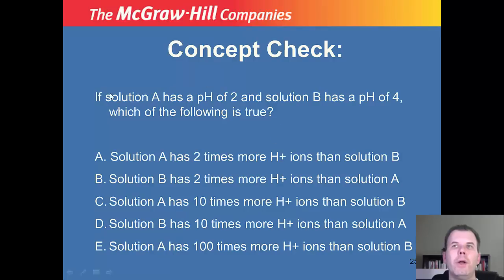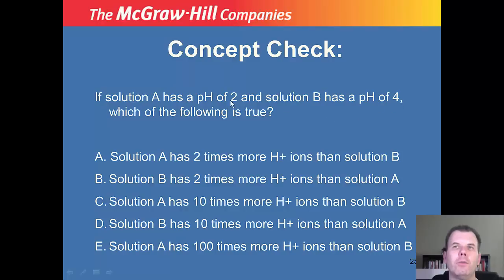All right, so let's compare the two solutions. If a solution A has a pH of 2 and a solution B has a pH of 4, which of the following is true? Is it A has 2 times more, B has 2 times more, A has 10 times more, B has 10 times more, or solution A has 100 times more than solution B? So I'll let you think about that for a second and remember my subtraction rule, okay, and see if you can do it. I'll give you a minute.